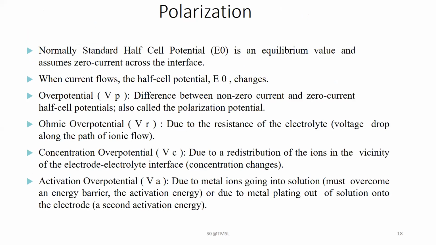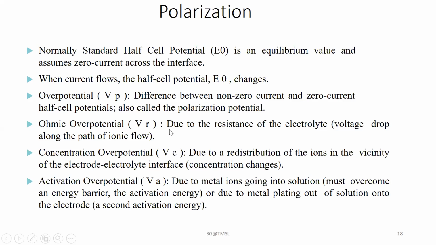Now polarization. For the standard half cell potential, when current flows, the half cell potential, which is zero, also changes. Okay, and there is some overpotential, which is the difference between the non-zero current and zero current half cell potential. This overpotential is the combination of the ohmic overpotential, concentration overpotential, and the activation overpotential. Now what is ohmic overpotential?